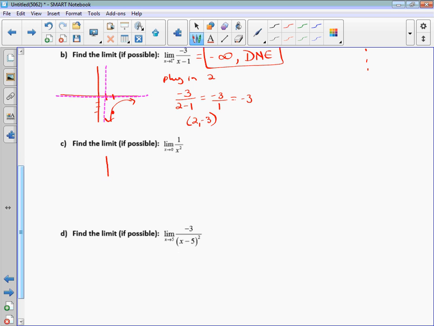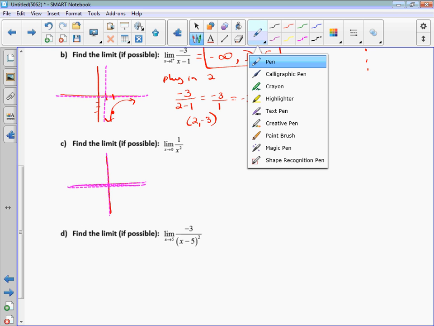Okay, so I'm going to sketch my graph. What do you think, guys? Where are my asymptotes? 0 for both, right? Vertical and horizontal. Everybody understand that? Okay. I have an asymptote there. An asymptote sort of there.